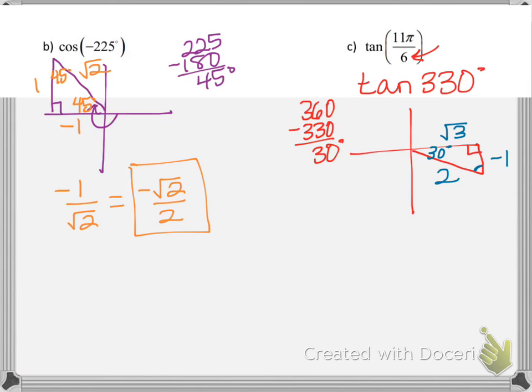Tangent is the opposite over the adjacent, or the y value over the x value. So we've got negative 1 over root 3, which is equivalent to negative root 3 over 3.